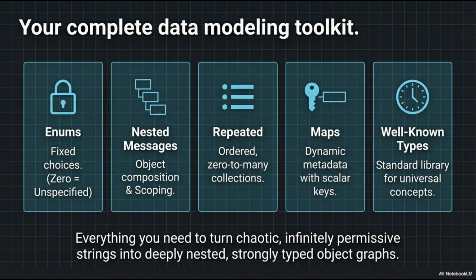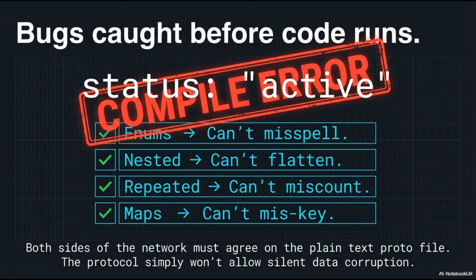And the most important part of everything we discussed today is where this all lives. These constructs are defined in plain text proto files. You check them into version control. Both sides of a network call, the client and the server, must agree on this exact structure. It catches the bugs at compile time. That silent active typo we started the show with, it can never make it to production now. A developer physically cannot compile their Java or Python code if they assign a string to an enum field, or if they try to pass a flat string where a nested address object is required. The protocol simply won't allow it.